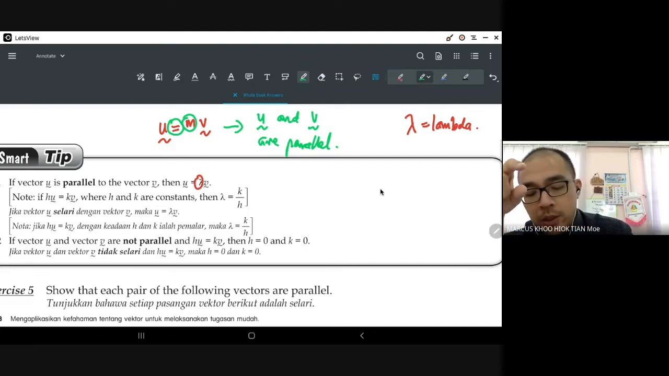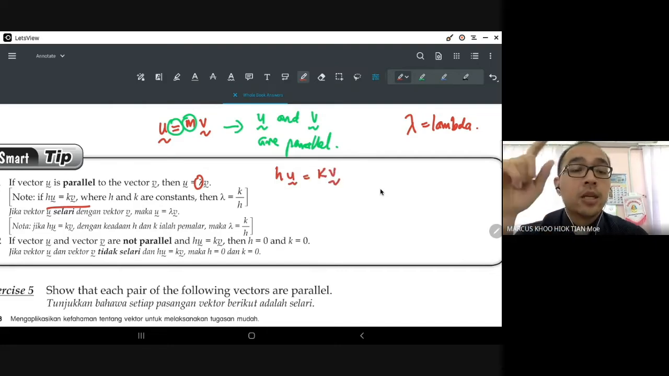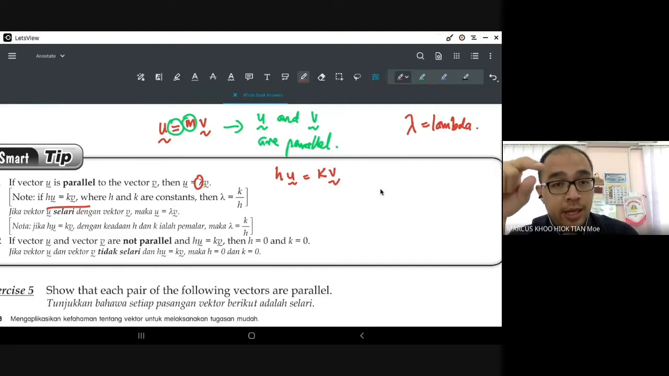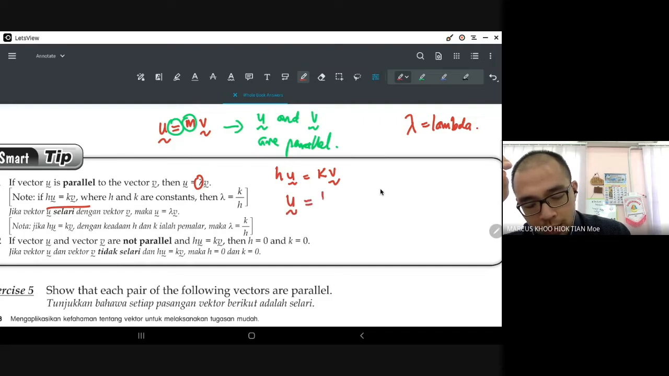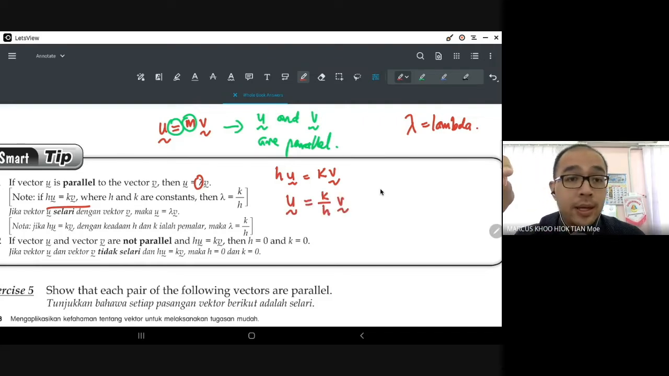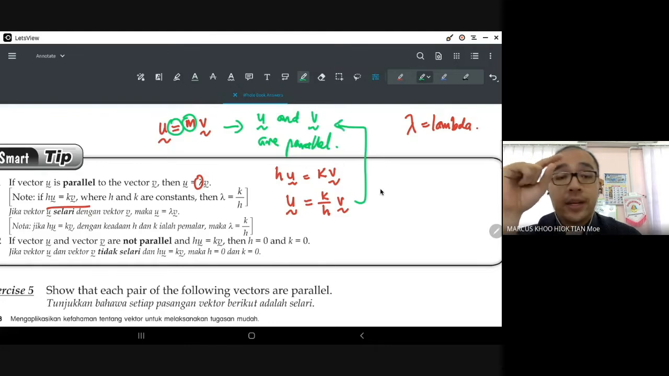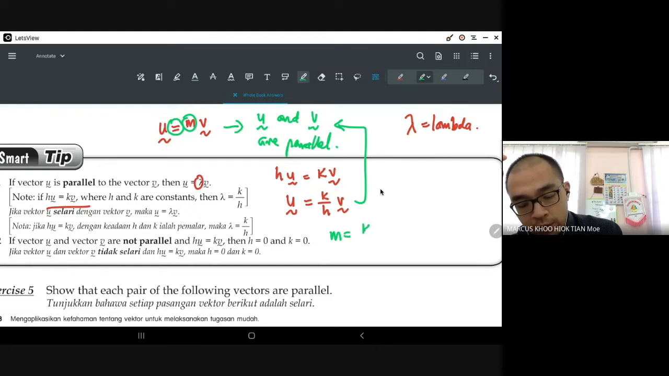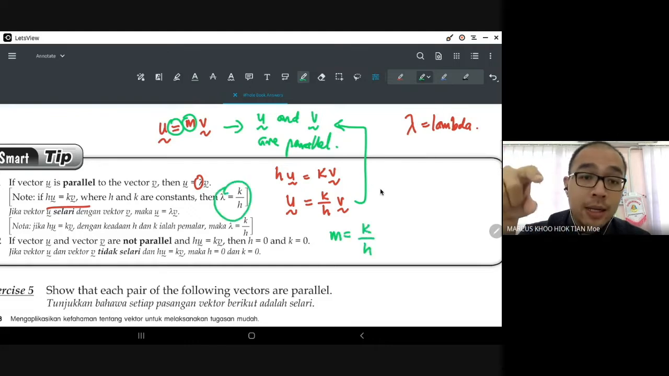Now, let's say in this case, hu equals kv. Notice that h and k are numbers, u and v are vectors. So if I say that hu equals kv, if I move the h over, I will get vector u equals k over h v. And we will still get the same conclusion, that vector u and vector v are parallel, because m equals k over h, which is what we get over here. So that number is k over h.